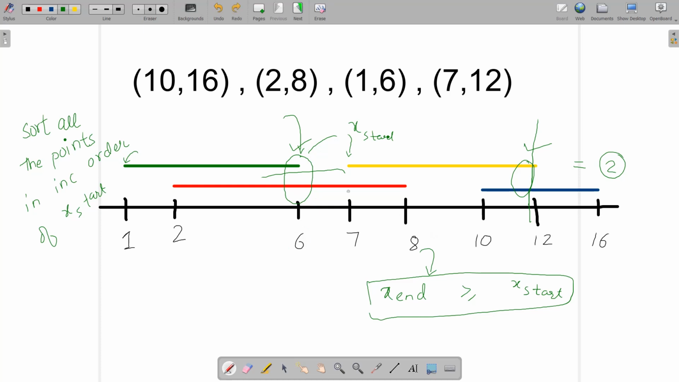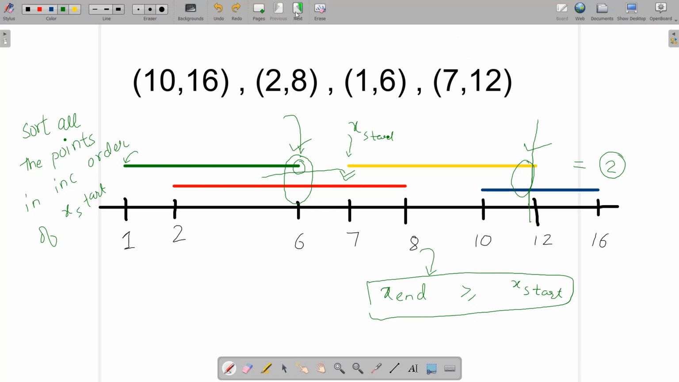But when the x start is strictly greater than this x end of 6, you can see this segment has x start as 7 and the previous x end was 6. So this balloon is not going to be burst. My x end will now change to x end equal to 12, and I'm now shooting an arrow at this position. This was for sorting all the points in increasing order of x start, but this will give you the wrong answer. Why will this give you the wrong answer?